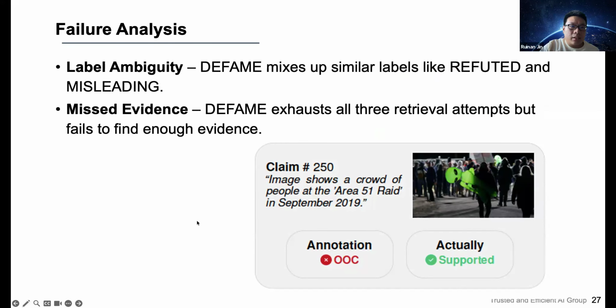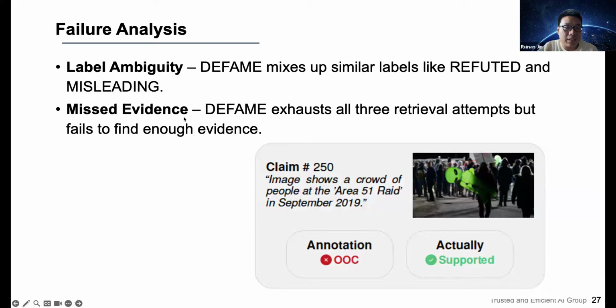Okay, so finally, they have some failure case analysis, like when will this verification system fail? One is the label ambiguity. They find the framework sometimes mixes up similar labels, like refuted and misleading. So this is, I guess, the internal limitation of this study.